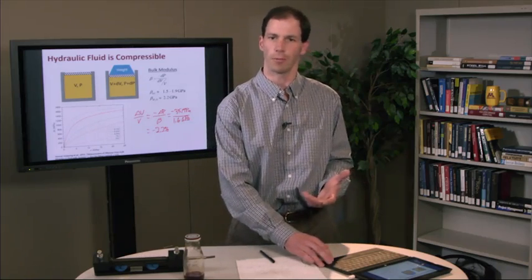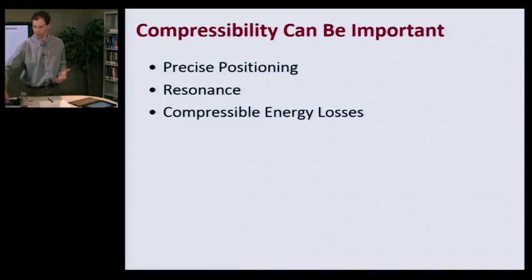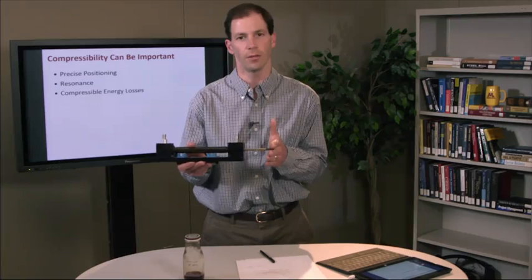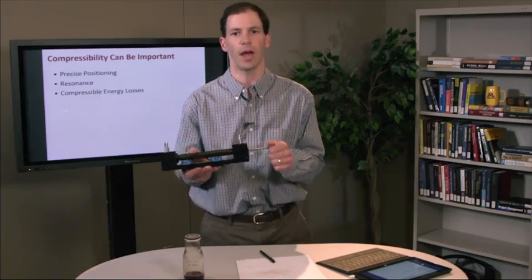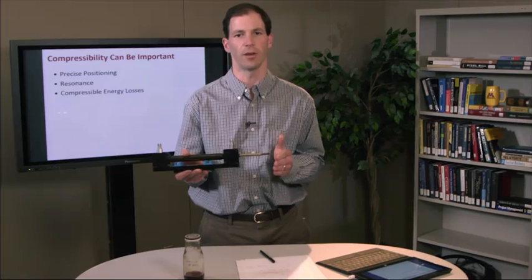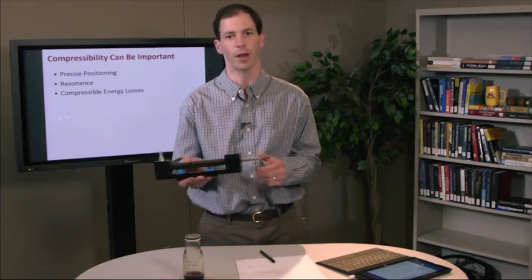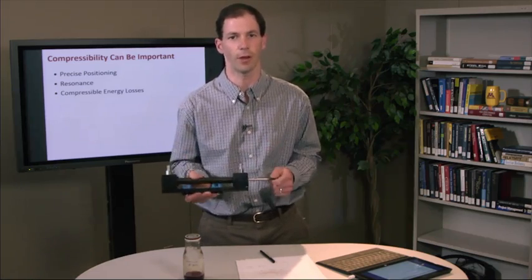So where is this important? First of all, it's important for systems where we need to do very precise positioning. Consider that I have a hydraulic cylinder, and I'm trying to very precisely position this end effector, and perhaps there's a lot of mass attached to it. I don't want much compliance in my system. I want it to be very stiff. That can be an issue if our fluid is compressible, especially if there's a lot of air trapped in the system. So we have to be aware of that.